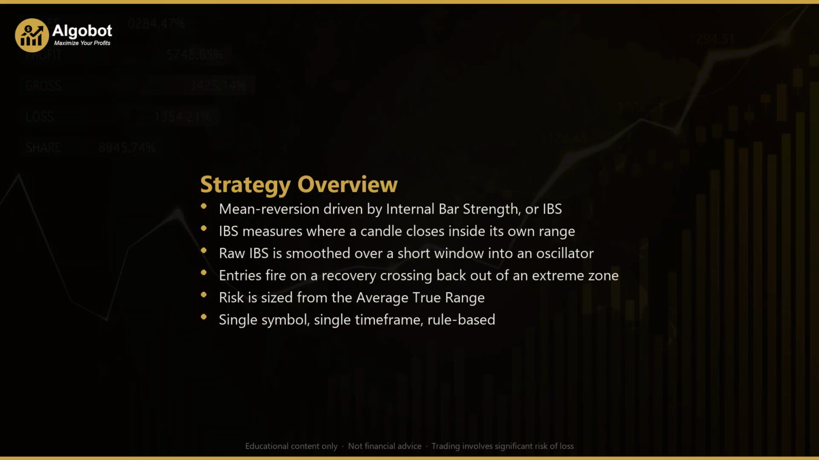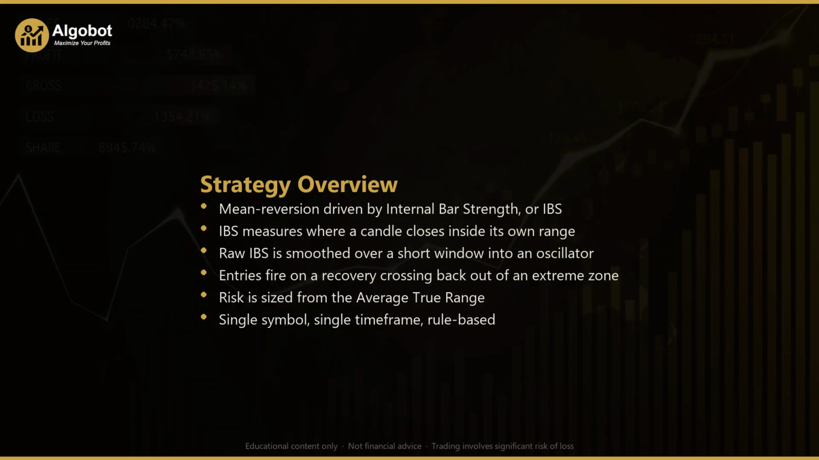So what exactly does this expert advisor do? At its heart sits a single, scale-free number called internal bar strength, or IBS for short. For any one candle, internal bar strength is the close minus the low, divided by the high minus the low. In plain terms, it answers one question: where inside its own range did that candle finish? A reading near 0 means the candle closed right down at its low. A reading near 1 means it closed right up at its high.